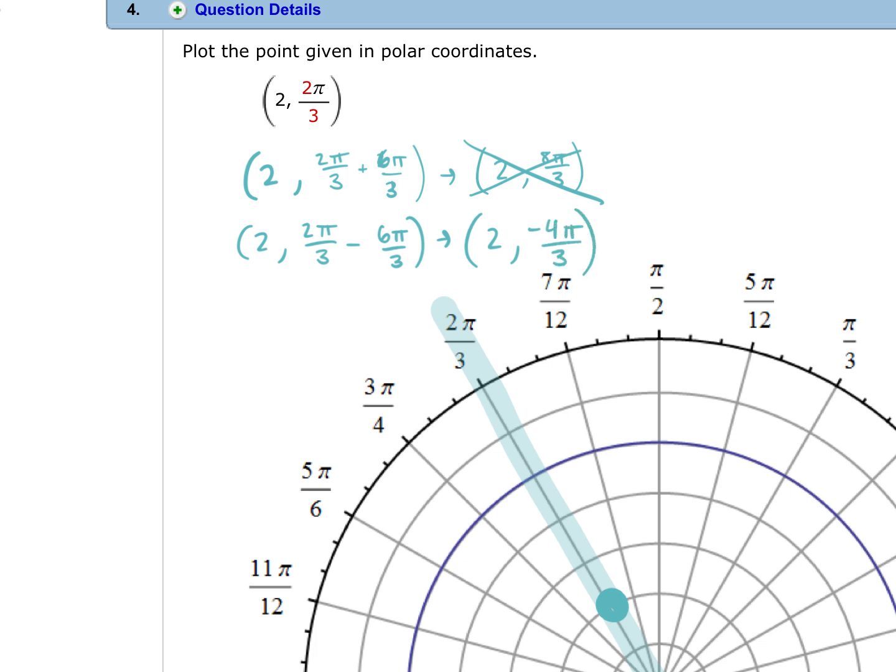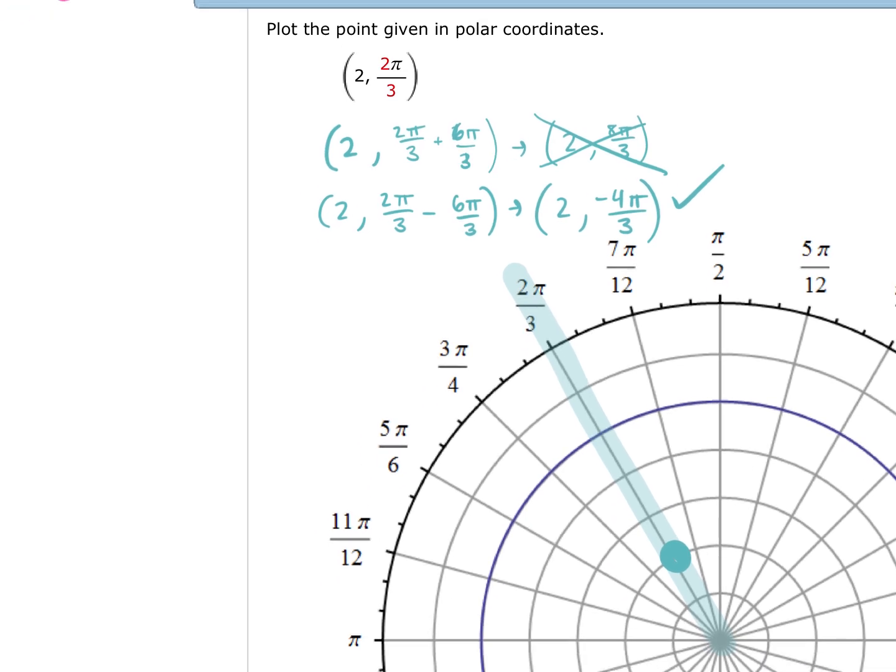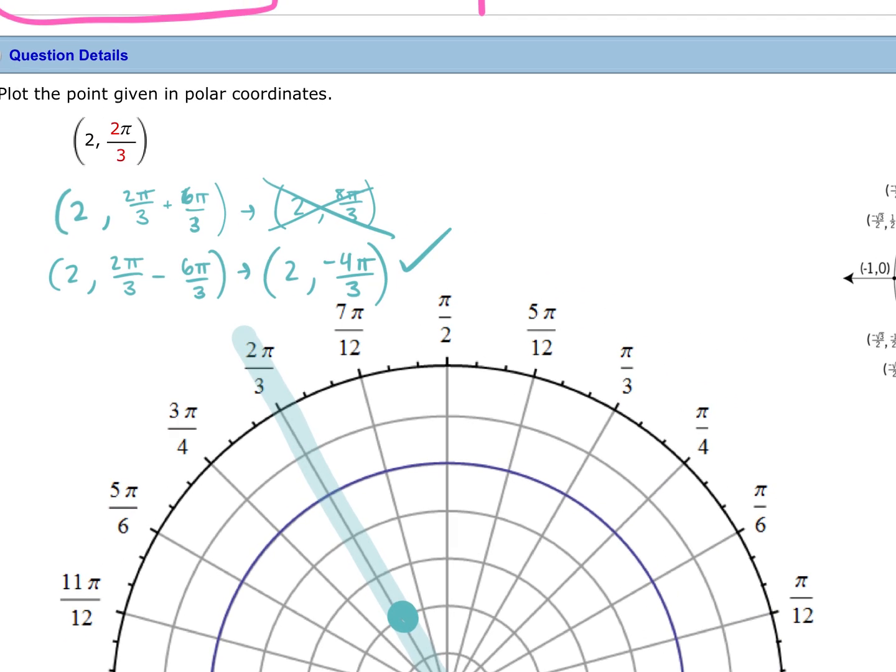Is negative 4 pi over 3 in between negative 2 pi and positive 2 pi? Yes. So that works as one of our points. For our other 2 points, we need to switch 2 to be negative. So I'm going to call it negative 2. What do I add and subtract when I switch 2 to be negative? Pi. Awesome. I'm going to add and subtract pi.